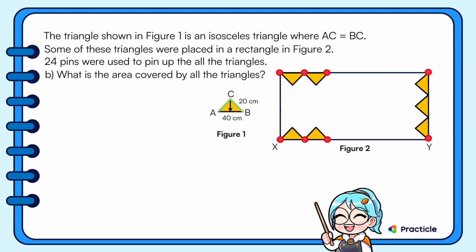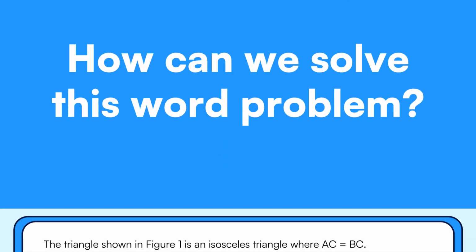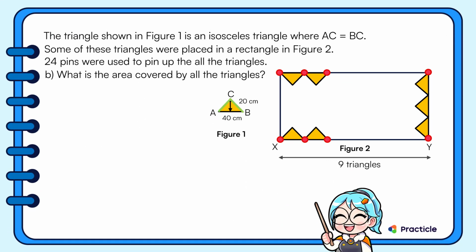What is the area covered by all the triangles? How do we solve this? We know that there are 9 triangles along the length of the rectangle, and we know that there are 3 triangles along the breadth, right? So how many triangles do we have? We have 9 plus 3 plus 9 plus 3, 24 triangles in all.